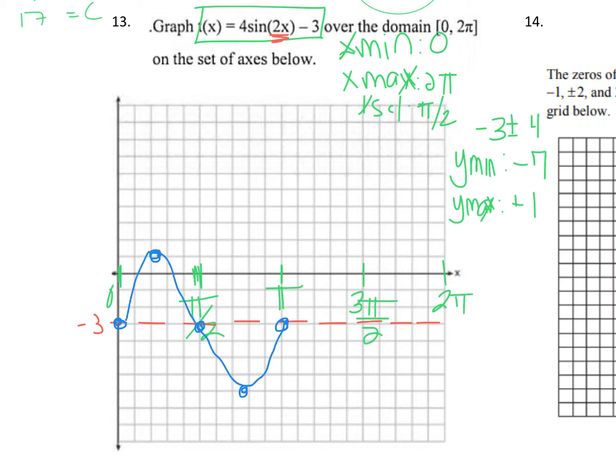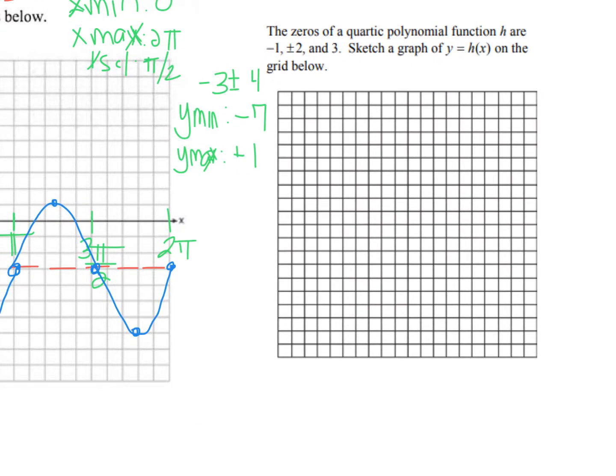And then I'll just do the same thing here. 0, 0, 2 boxes and a half. We're going to go up to the same value of 1. That's 4 above the midline, and 2 boxes and a half, and 1, 2, 3, 4 right there. Good job. There we go. Saying good job to myself.